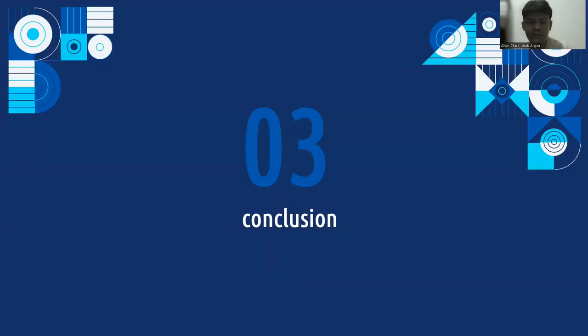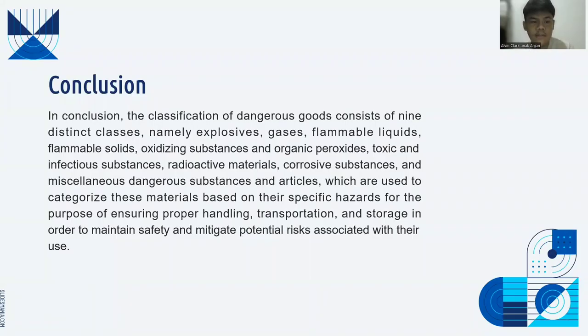The last one is conclusion. In conclusion, the classification of dangerous goods consists of 9 distinct classes, which are used to categorize these materials based on their specific hazards for the purpose of ensuring proper handling, transportation, and storage in order to maintain safety and mitigate potential risks associated with their use.